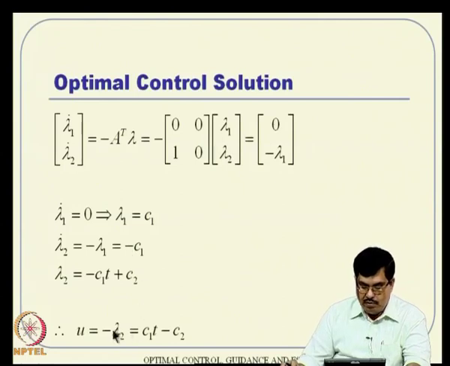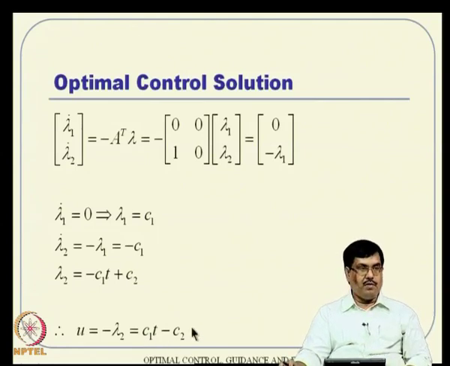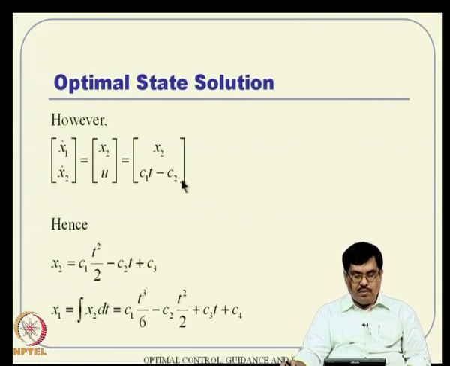So, u is nothing but minus lambda 2. So, it is C1 and C2. As long as we know C1 and C2, then our control is available actually. Okay. So, we go back to the state equation now and say, okay, x1 dot is x2, x2 dot is u, and u is nothing but this. Hence x2 dot is available explicitly in the time variable now, which is nice actually.